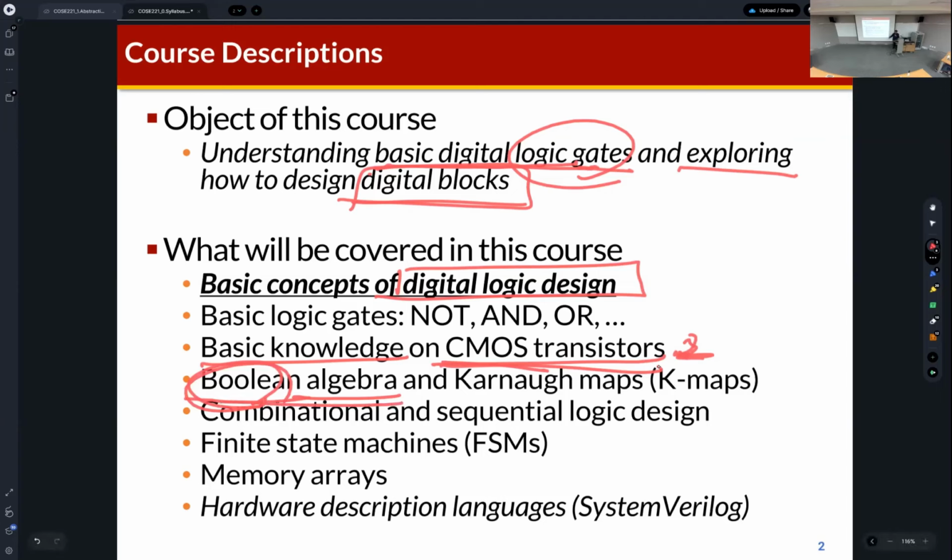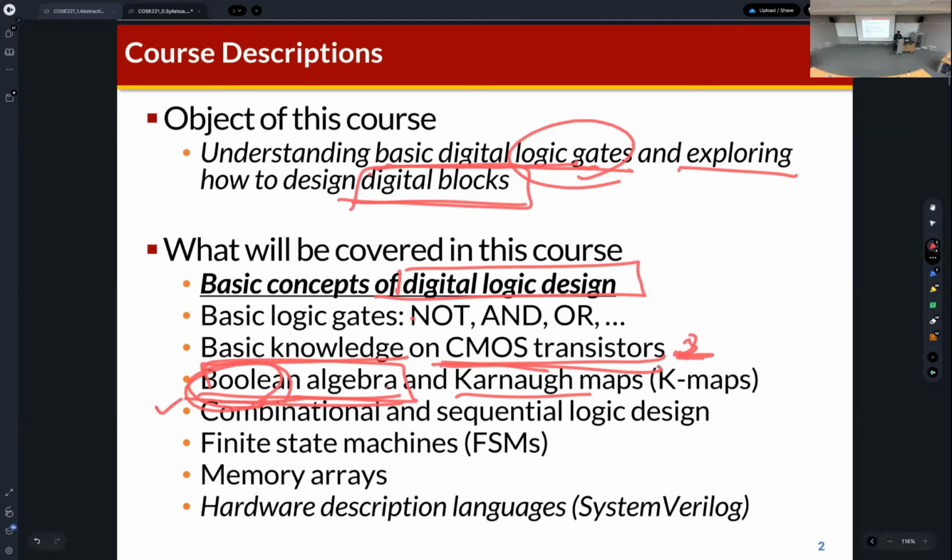So with Boolean algebra, we can make some equations using the basic logic gates. Boolean algebra is a kind of algebra that handles digital signals or digital logic. Also, we will learn about the Karnaugh map. Karnaugh maps are used for optimizing Boolean algebra.